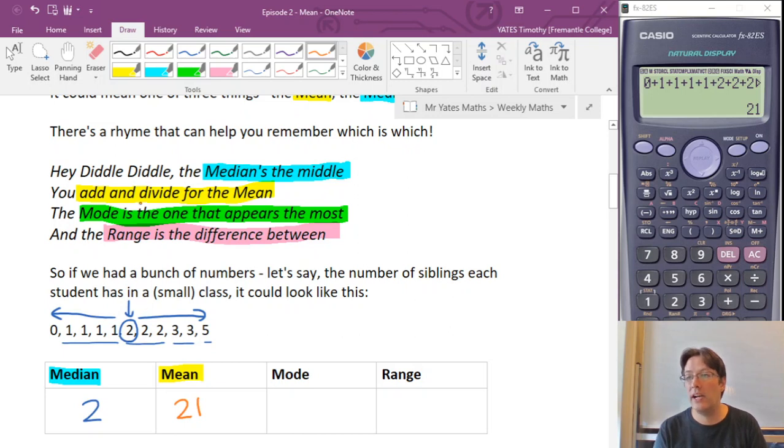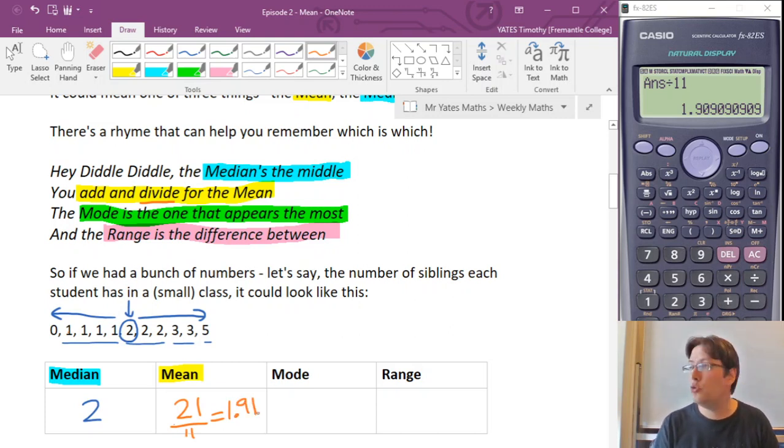But we've got to divide as well. So we find out how many numbers we've got. We've got 1, 2, 3, 4, 5, 6, 7, 8, 9, 10, 11. So we divide by 11. It's good to write this as a decimal because that means it's easier to compare to other decimals or other numbers. So I'm going to call it 1.91. I'm calling it to 2 decimal places, and that is what our mean is.